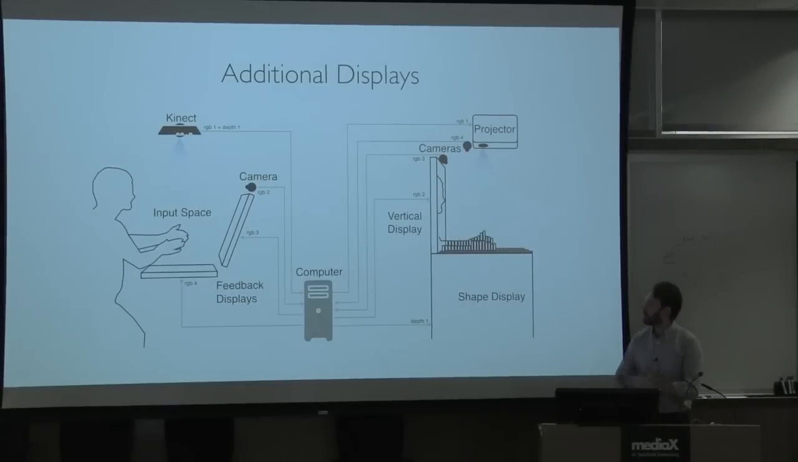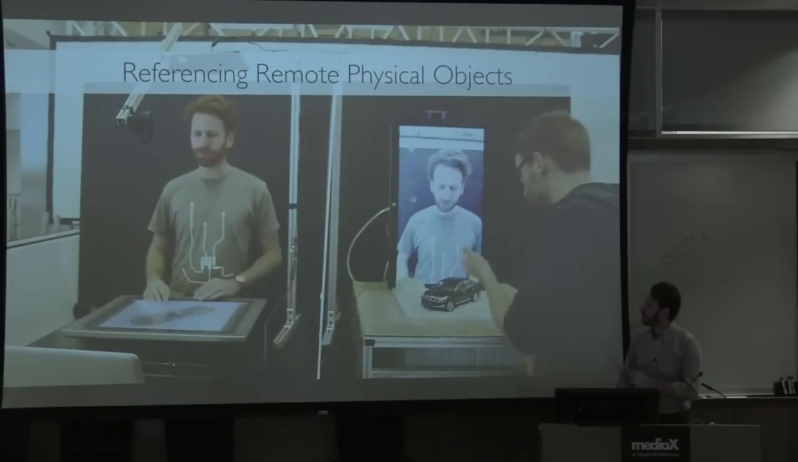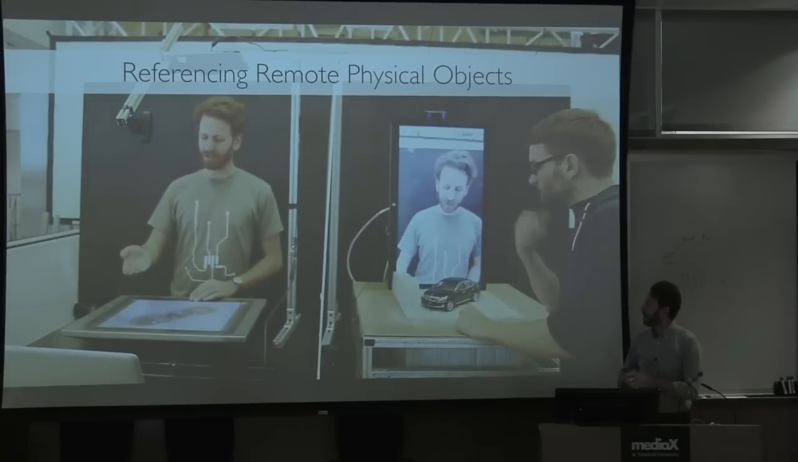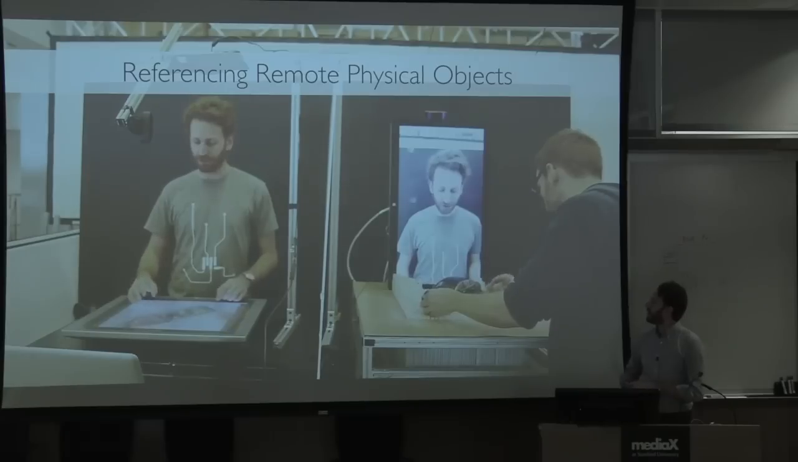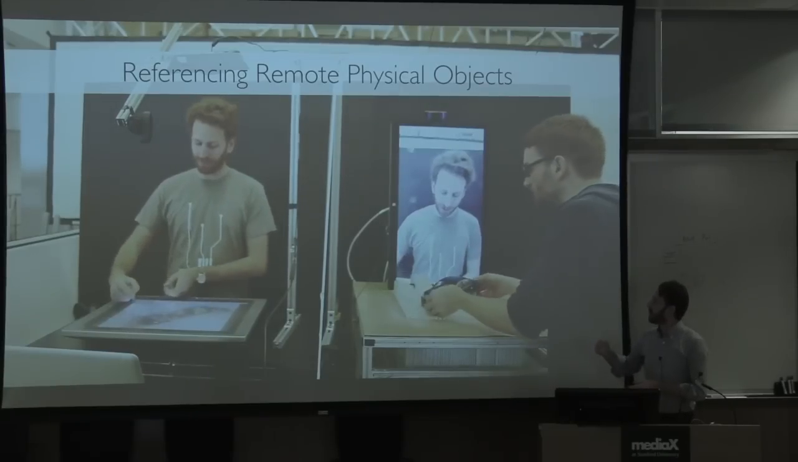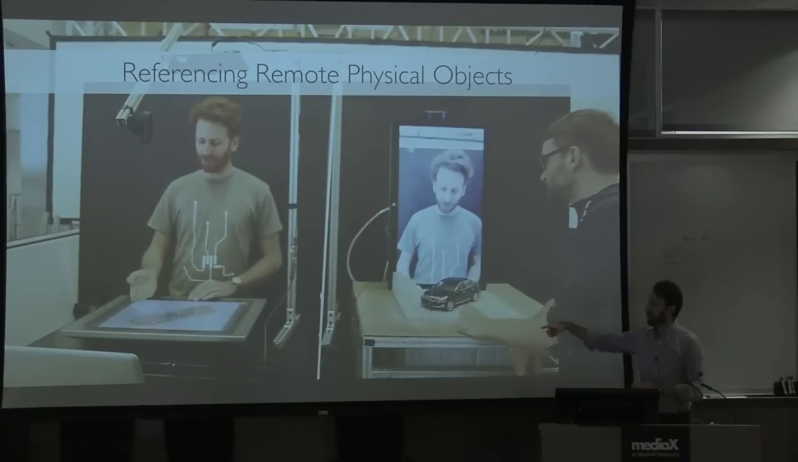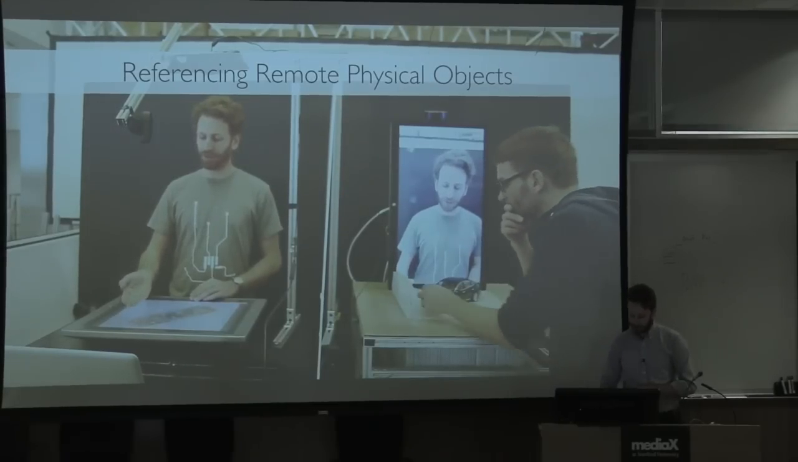And on the remote side, we could have this asymmetric setup where we could have two shape displays, or we could have on one side some touch screen, which could then also be used to interact. So for example, here I'm on one side and I have this touch screen view, and on the other side, this is my collaborator Daniel, and he can reference things and I can see that as well.